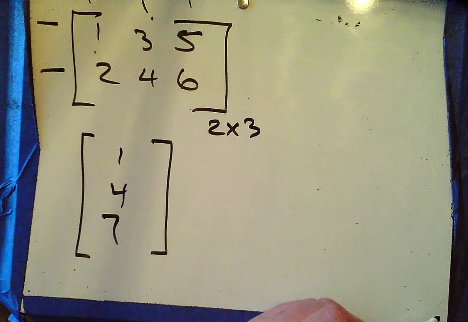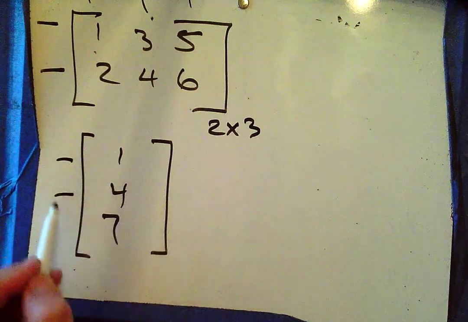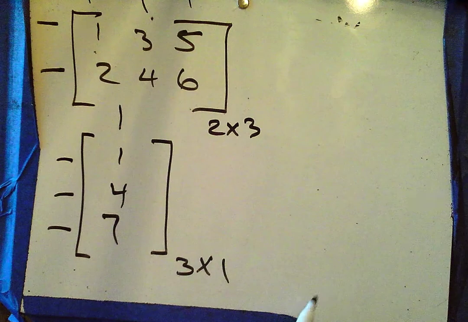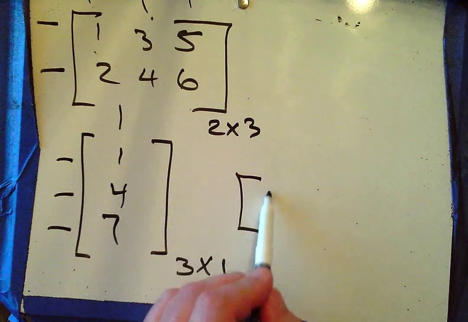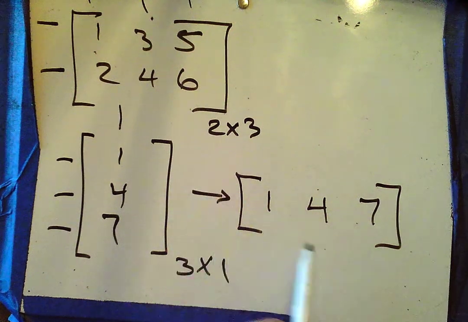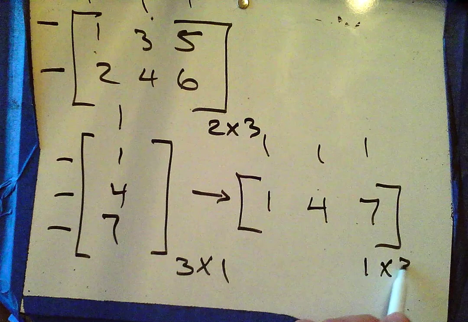Why don't you pause the video and give this one a try? Okay, welcome back. This is 3 rows and only 1 column. So this is a 3 by 1. As opposed to when the array goes this way and we have only 1 row, but 1, 2, 3 columns. This would be a 1 by 3.